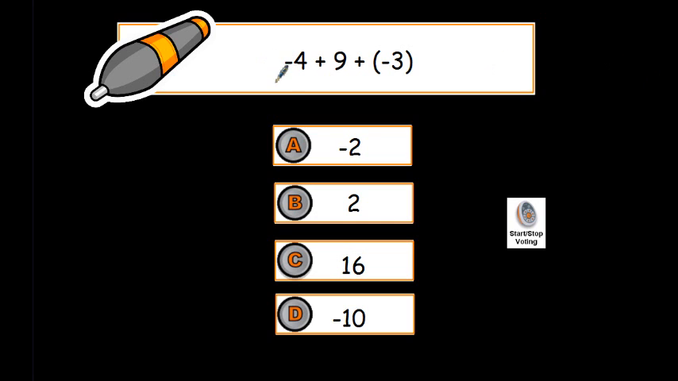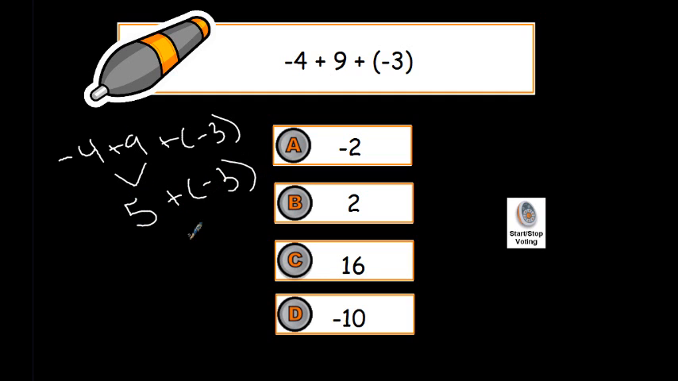And then our final one here, we're just going to do order of operations. We're going to do it side to side. So negative 4 plus 9 plus a negative 3. We're going to do negative 4 plus 9 first. So different signs, so we're going to subtract them. 9 minus 4 is 5. I had more positive, so I'm going to keep it, and then just rewrite everything I didn't use.